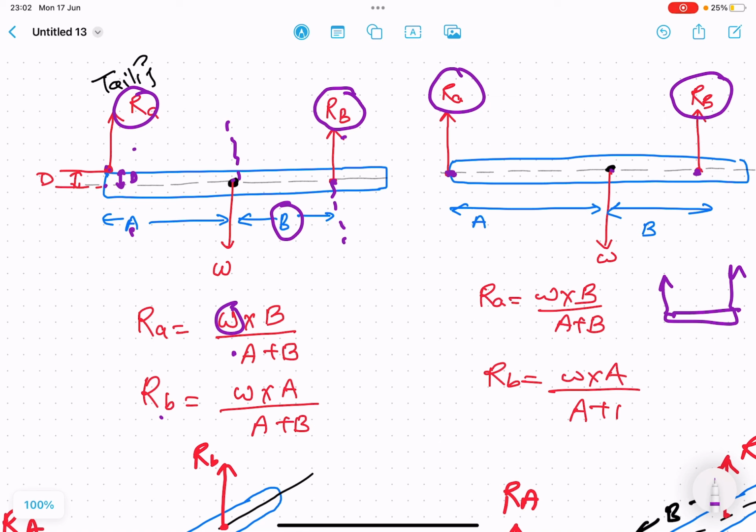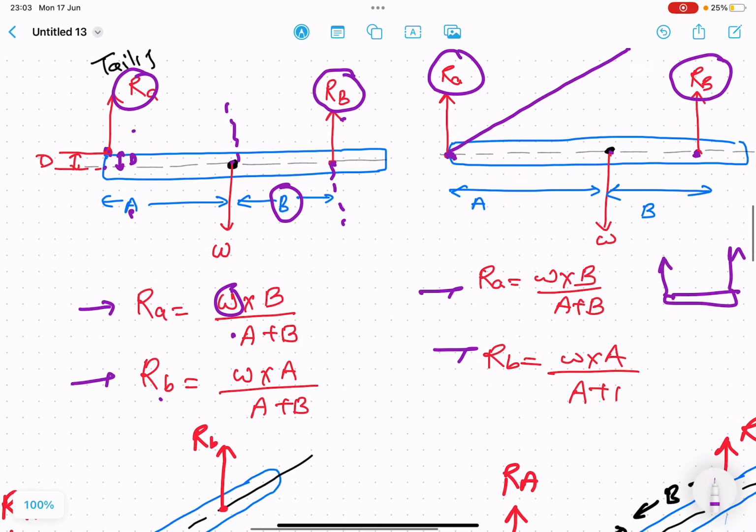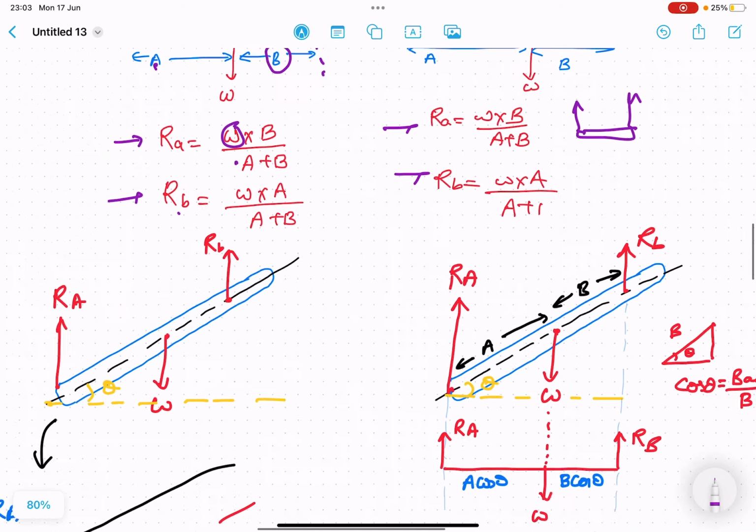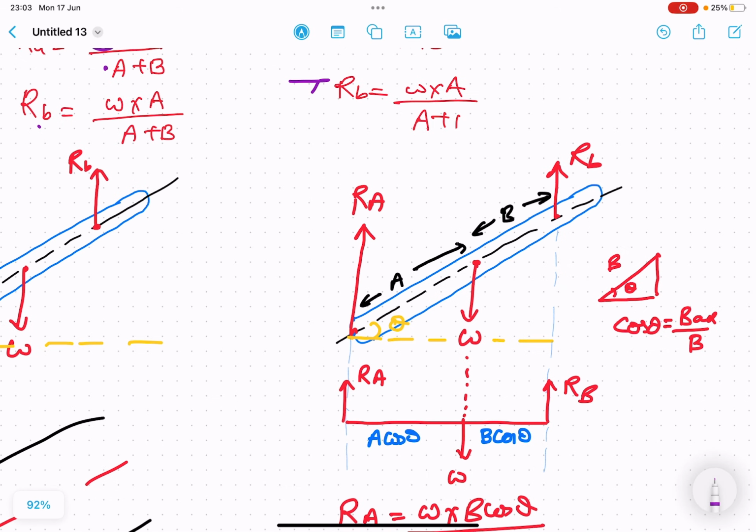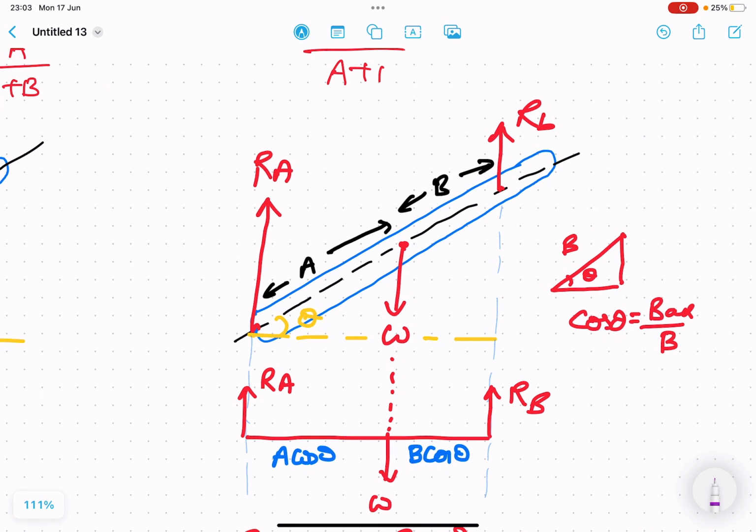So here we are able to find RA and RB. It seems there is no need to worry when the lifting point is at the center line, but there is some concept we will understand now. Now we are lifting it at some angle. We will do another case where we are lifting it at some angle theta. This is a simple case again where both lifting points are at the center line.